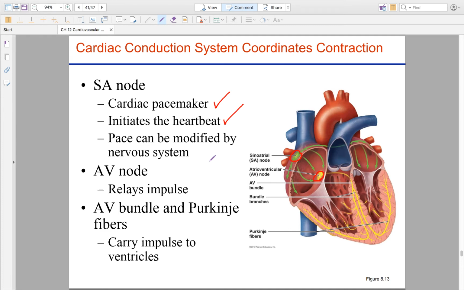So sometimes your heart will beat faster, sometimes it'll slow down, depending on what is going on in the body, and what's in charge of that is the SA node. All right, now the AV node. The AV node is kind of like a relay of impulses.